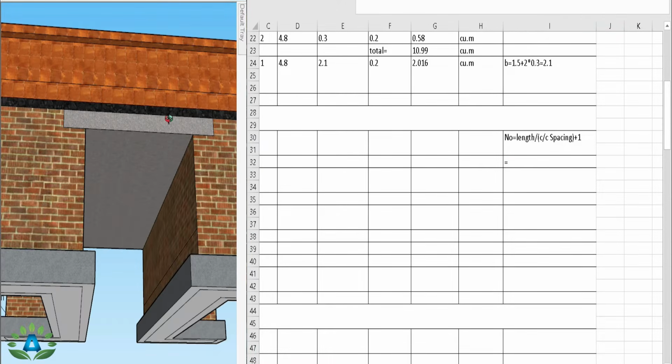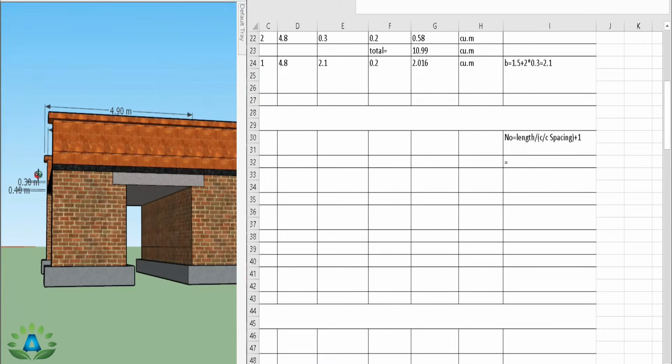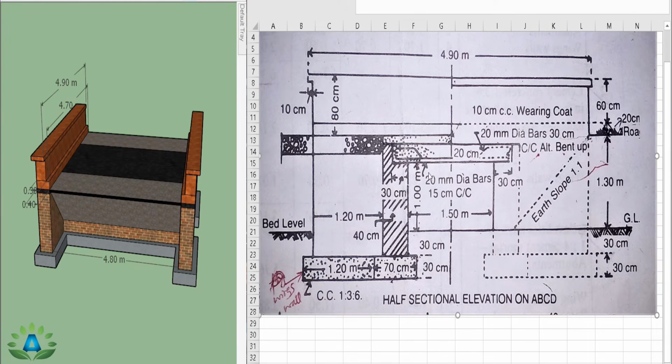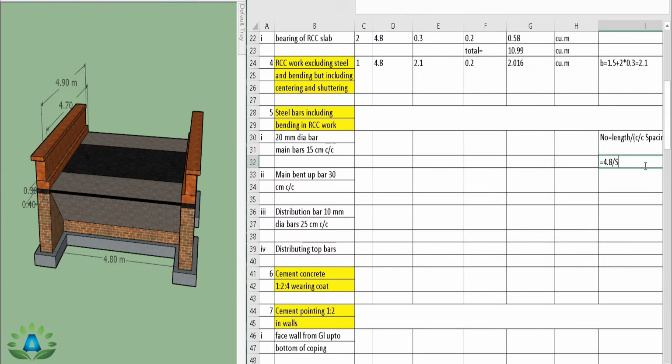That means we have to put this steel bar from this portion up to this portion, and we have calculated this outer to outer length, that is 4.8 meter. That means this portion is 4.8 meter, and we have this center to center spacing 15 centimeter. So number equals 4.8 divided by 0.15, and we have to add 1 for the main bars, so plus 1, and we get the total number 33.